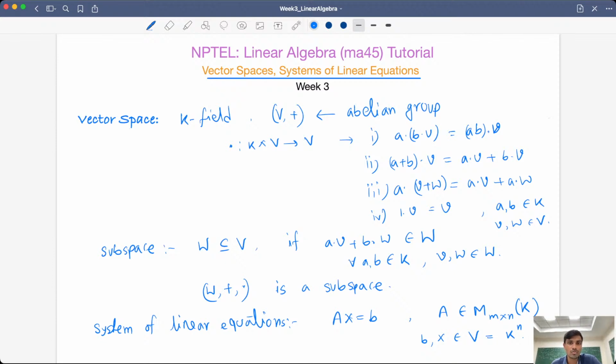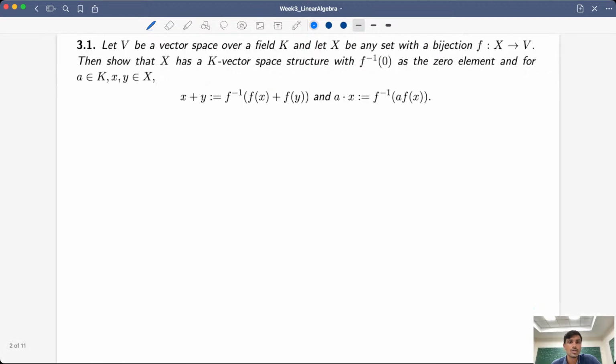We'll be discussing more on these ideas. So let's go to the first question. This says that if you have a vector space V over a field K, and X is any set which is in bijection with this vector space V, then this question shows that you can induce on the set X a vector space structure defined through this relation.